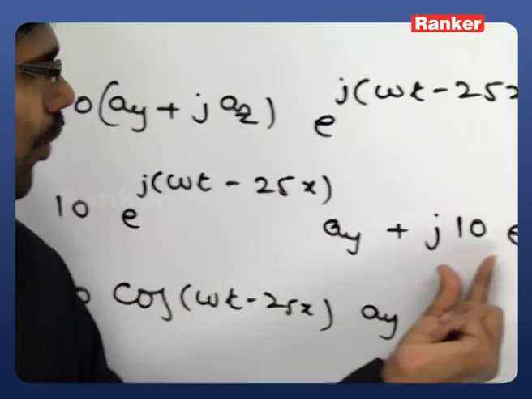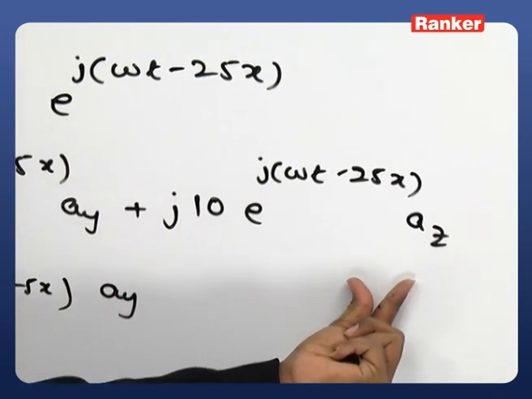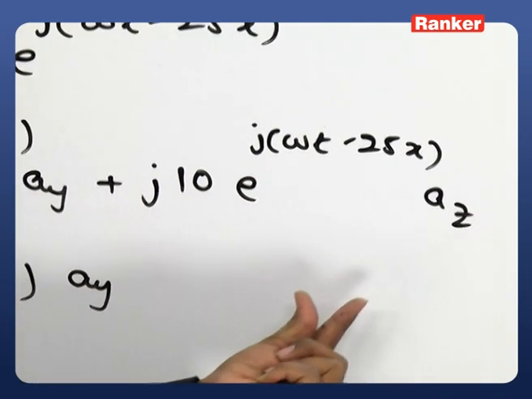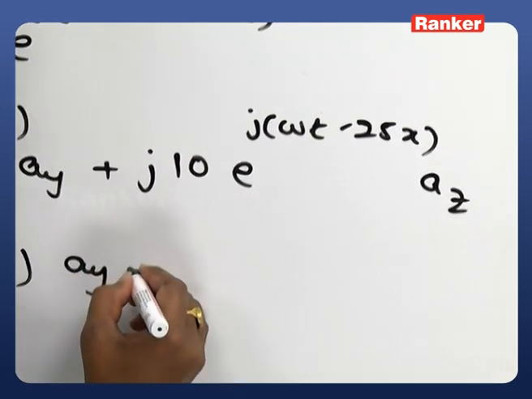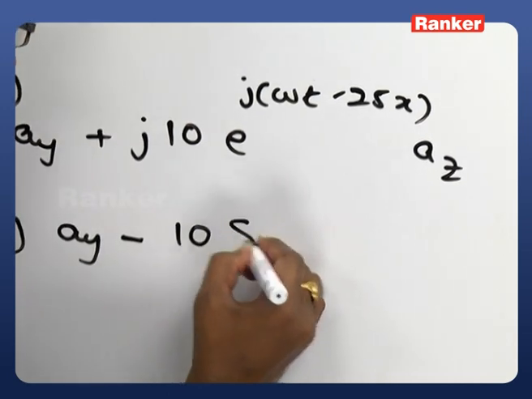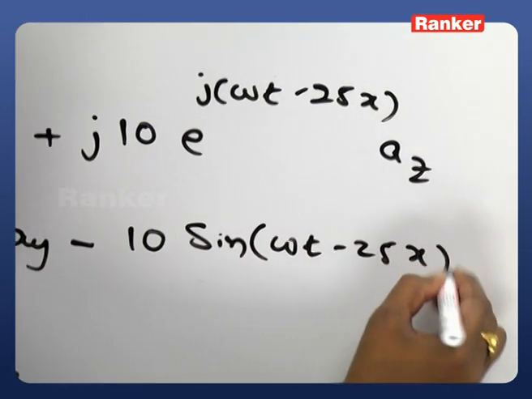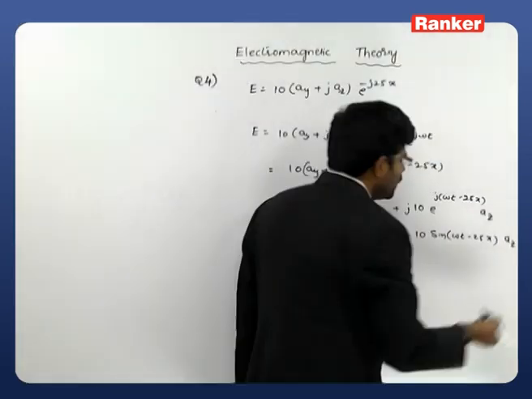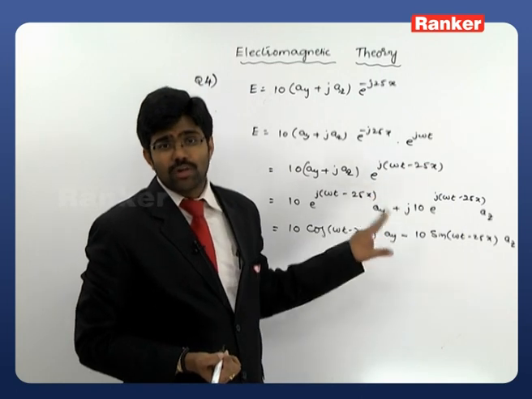Here also what we have is initially j multiplied with j for sin, what you get is the minus, and that is the real term, right. So here also I am considering the real term. Now that can be written as minus 10 sin(omega t minus 25x) az. So this is the exact equation of electric field that we are going to analyze.